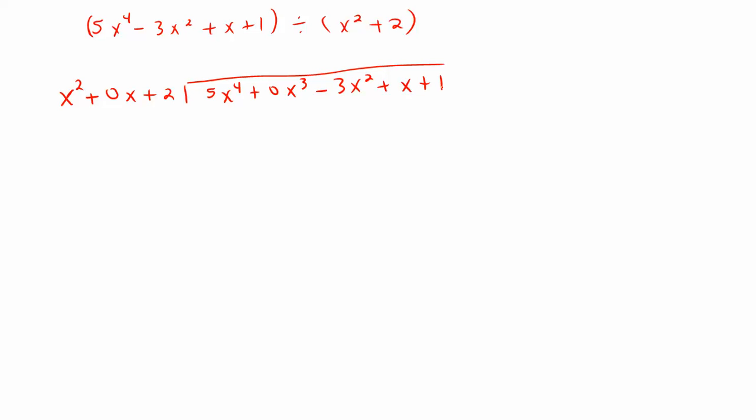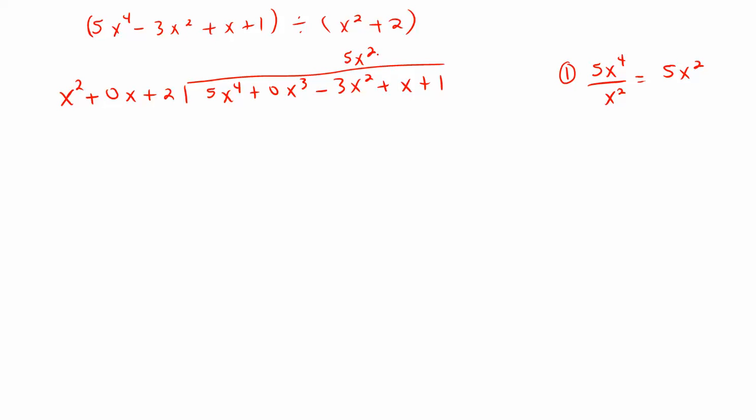Now from here, we will start our long division. Our first step is to divide the first term on the inside by the first term on the outside, and that will tell us what needs to go up top first. So 5x to the fourth divided by x squared gives us 5x squared. Since we have three terms out here, I'm going to come over to the third term and write 5x squared. So divide.